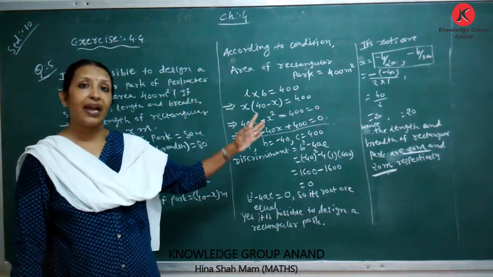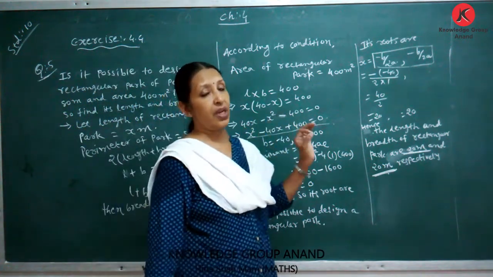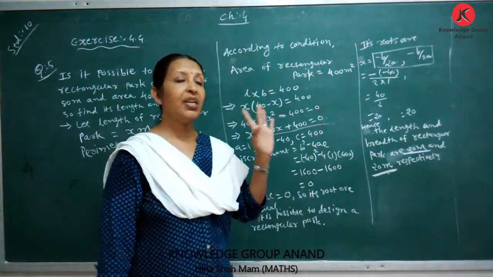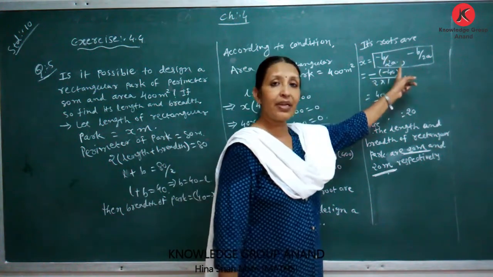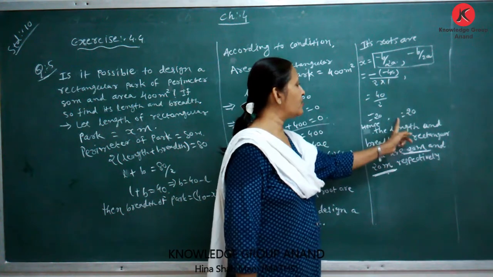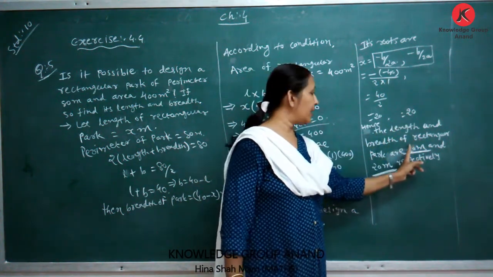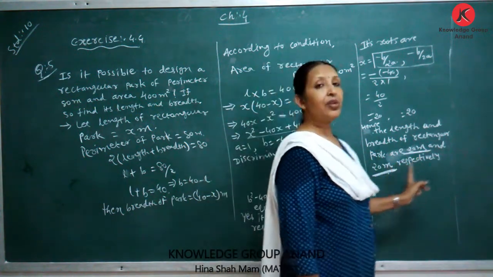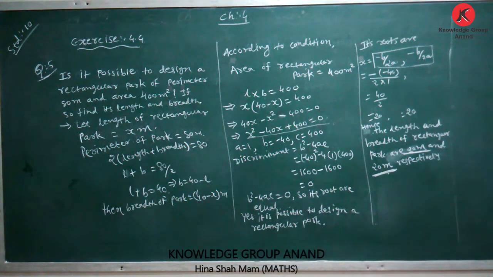Then we find x. x is equal to minus b upon 2a, but this formula is used when the discriminant is equal to 0. Its roots are x is equal to minus b upon 2a, minus b upon 2a. Then x is equal to 20. Hence, the length and the breadth of the rectangular path are 20 meters and 20 meters respectively.